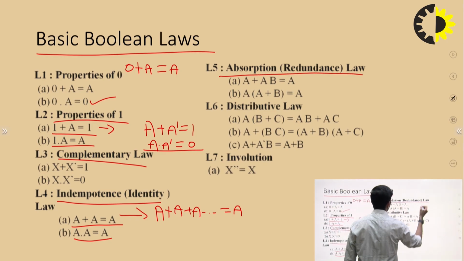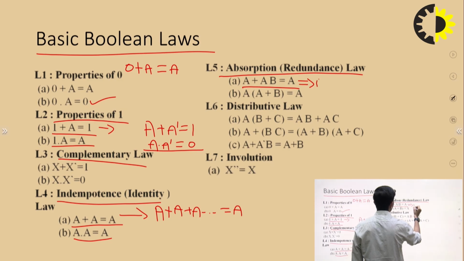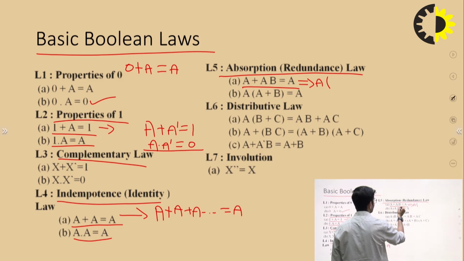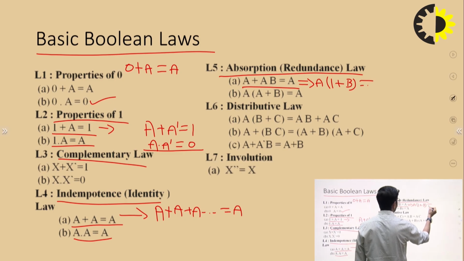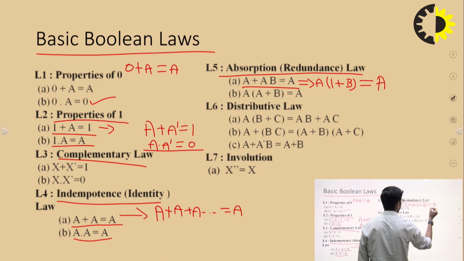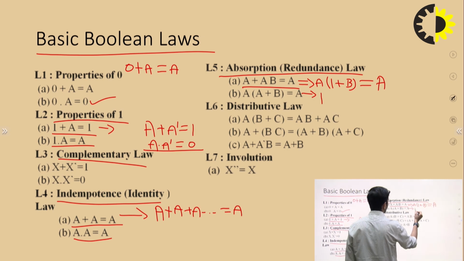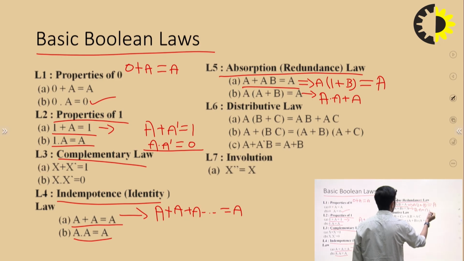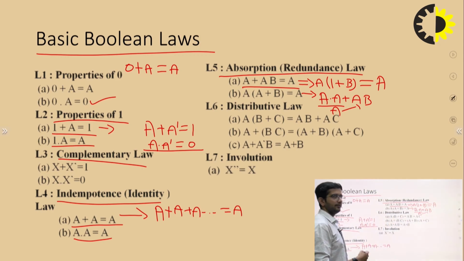In absorption law, a plus ab equal to a. That means if we take a common from these two terms, we will get 1 plus b. And we have seen that 1 plus something is 1 only in the binary. So it will be nothing but equal to a. Similarly, from here, if we open the bracket, a into a plus ab, and a into a is nothing but a only, and if we take a common from this, we will get a.